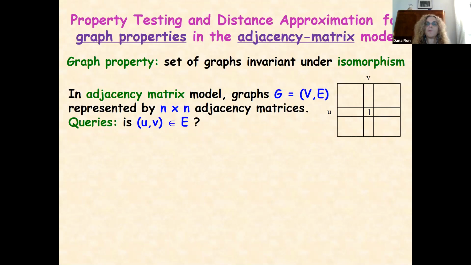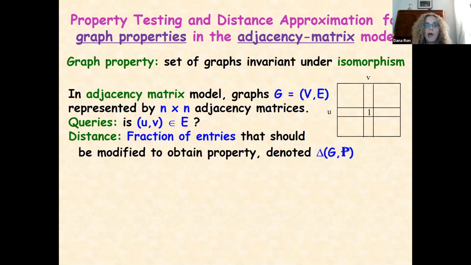This is kind of straightforward given the representation: we can ask whether there's an edge between u and v, and we get yes or no, depending. It's a probe into the adjacency matrix. And what about the distance measure? The distance measure is the fraction of entries in the matrix that we must modify to obtain the property, and we denote it by delta(G, P).